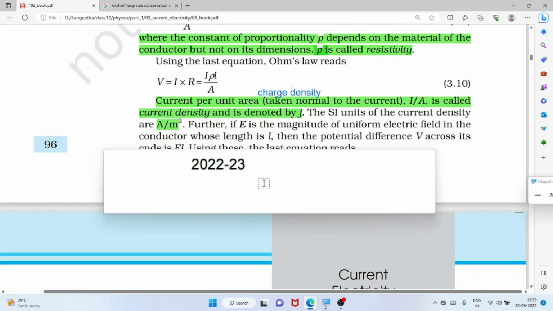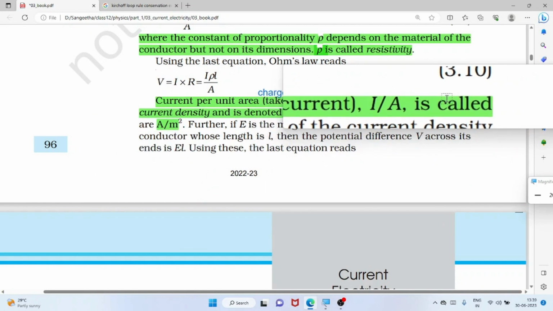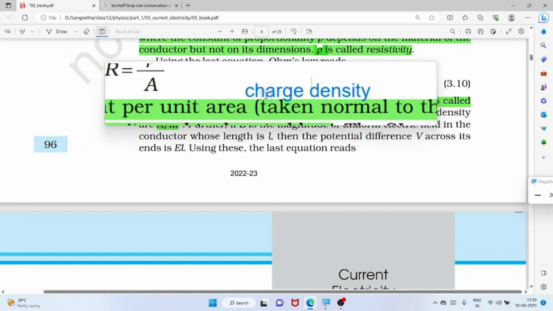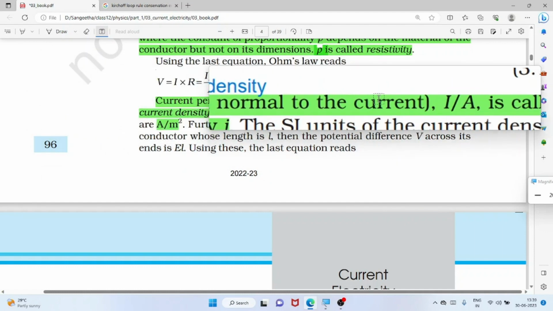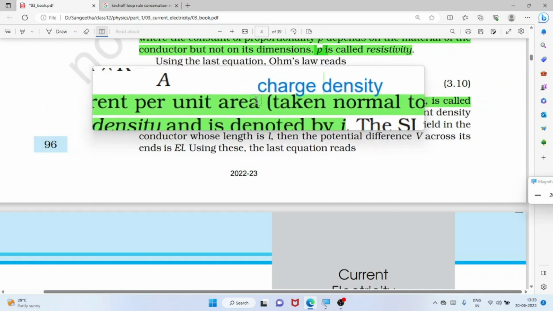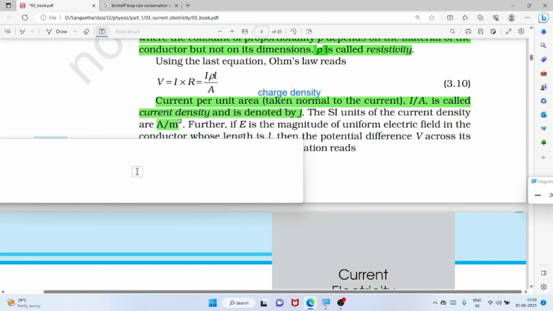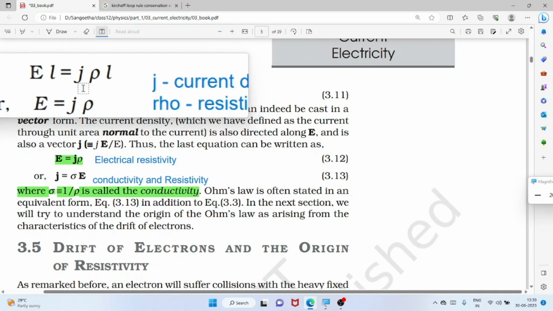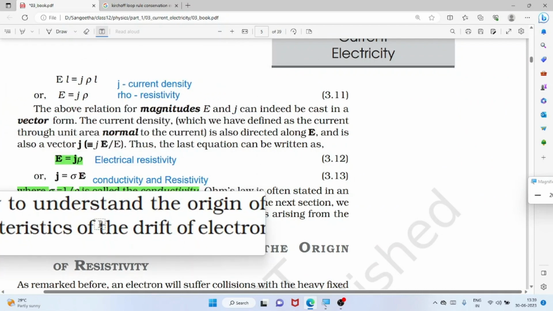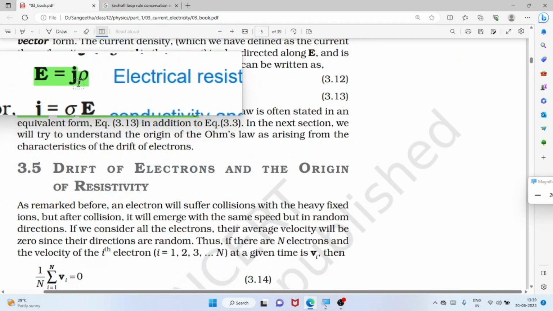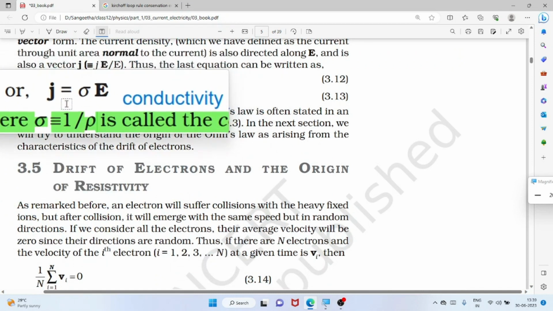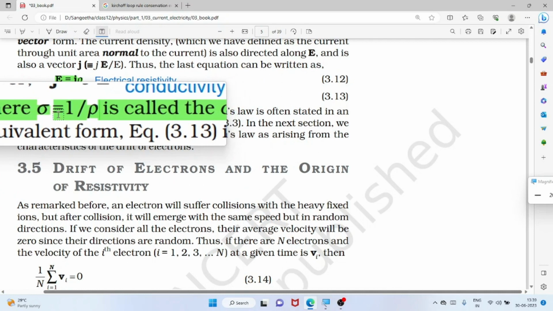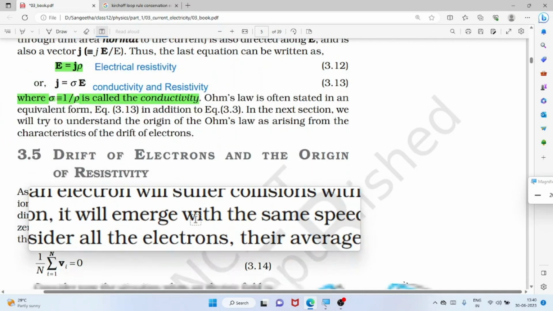Current per unit area, taken normal to the current, is called current density and is denoted by J. J is the current density, rho is the resistivity, and the electric field E equals rho times J. Conductivity is equal to 1 by rho, that is, 1 by resistivity.